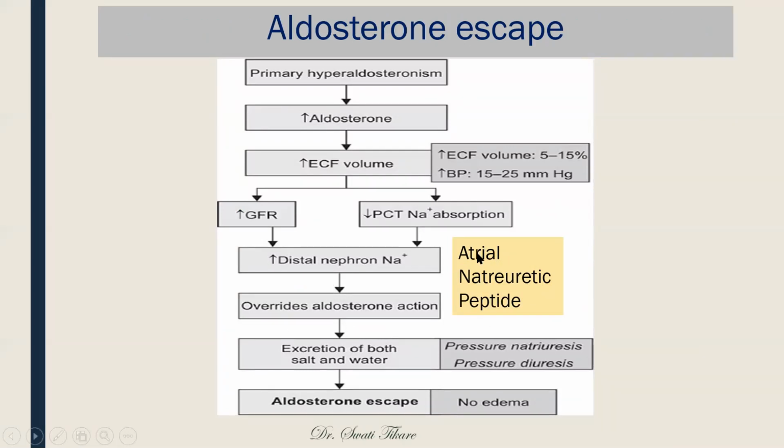Ultimately, this particular hormone will override the action of aldosterone, and excretion of both salt and water begins to happen. What was aldosterone doing? Going on absorbing sodium, absorbing water. But the opposite, this hormone is causing excretion of sodium, chloride, and water by pressure natriuresis, pressure diuresis, and also by this hormone. So even in the presence of excess aldosterone, the actions of aldosterone are escaped, and this is called aldosterone escape. In Conn syndrome, the elevation of the ECF volume is only to a small extent, and there won't be any edema. This is a very important aspect, so aldosterone escape could be asked in the viva or as an MCQ.